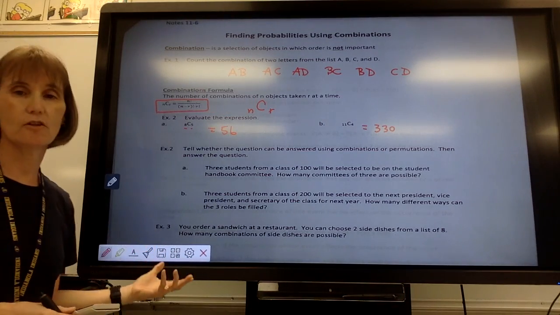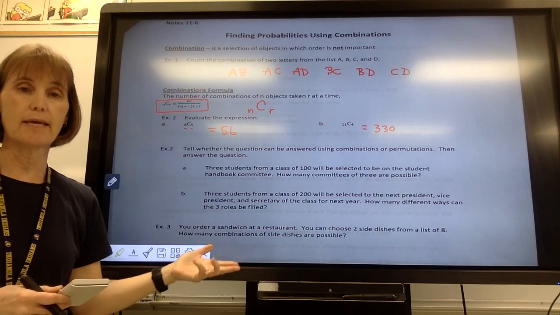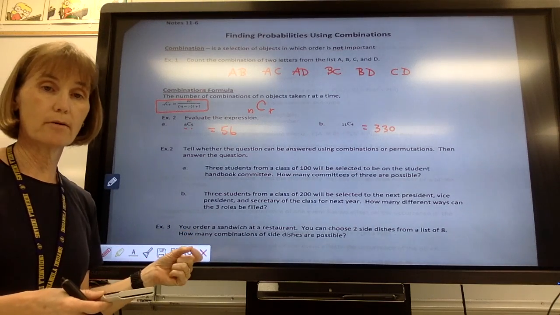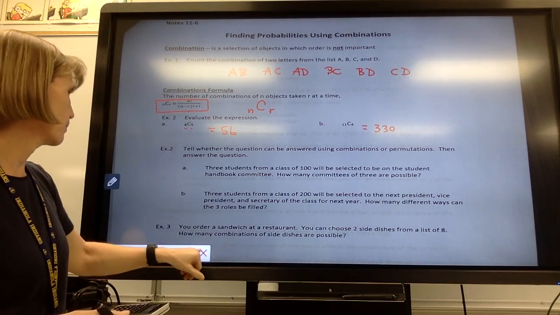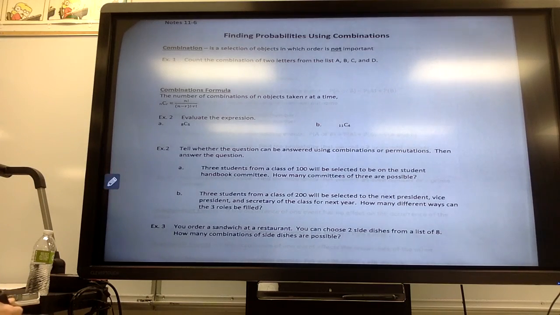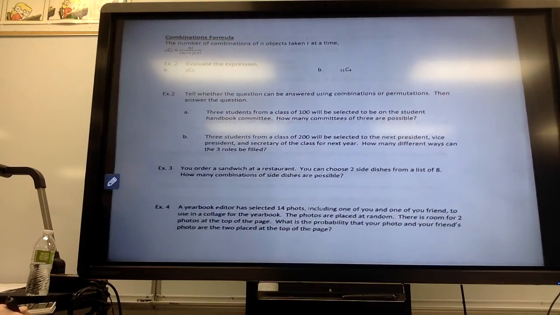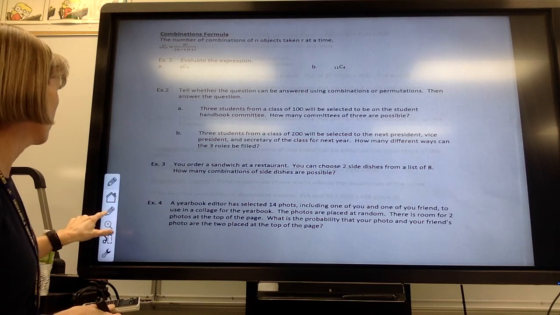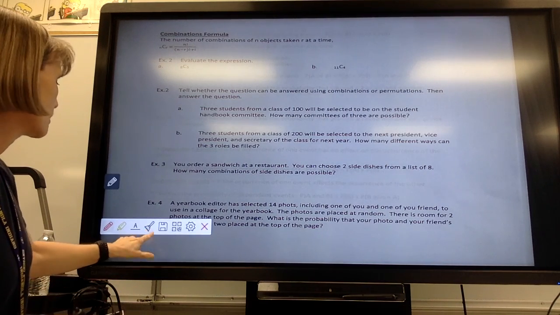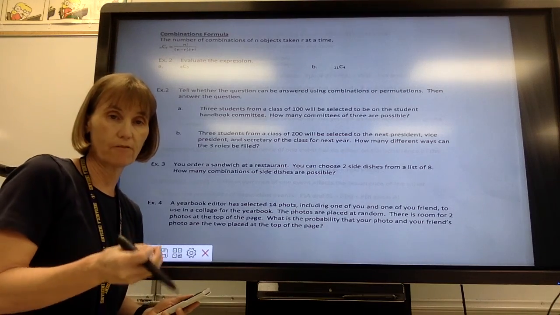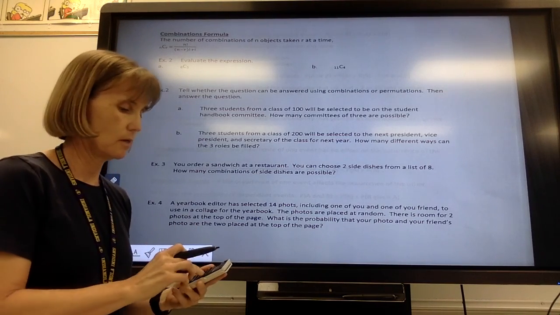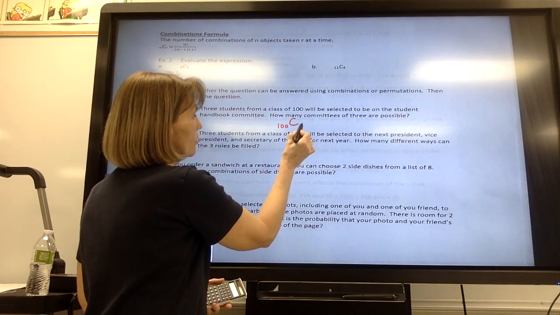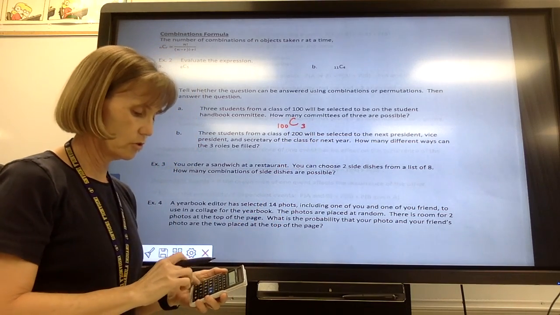Now the biggest challenge on this worksheet is going to be determining, because there are going to be permutations and combinations on the same worksheet, and you have to determine by the context: is it a permutation, where order matters, or is it a combination, where order doesn't matter? Okay, so example 2, it says tell whether the question can be answered using combinations or permutations, then answer the question. So 3 students from a class of 100 will be selected to be on the student handbook committee. How many committees of 3 are possible? Does it matter which student is selected first or second or third, or are they just on the committee? That's a combination. There are 100 kids in the class and they're going to choose 3. It doesn't matter what order they're chosen, they're just members of the committee.